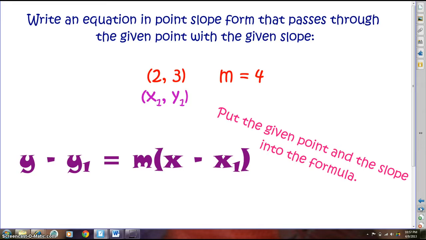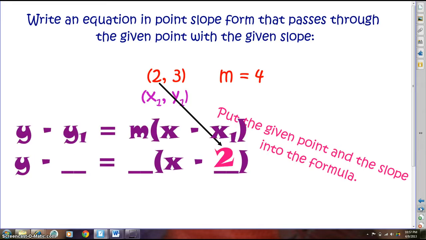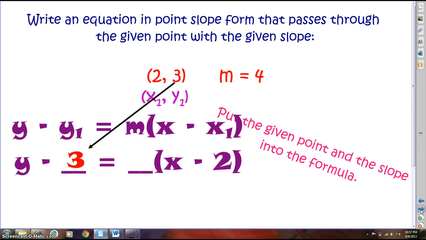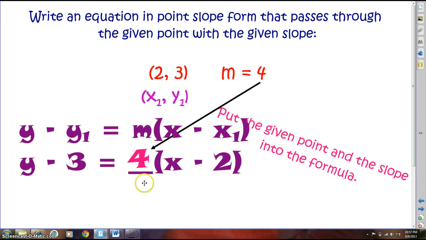So if we take our equation, we're just going to work our way through, and in place of the x1 that's down here, in the parentheses with the x, we're going to put in a 2. Then we're going to use the 3, our y coordinate, and it pairs up in the y1 spot with the y. The y's are together, the x's are together. And then the last thing we're going to do is replace with our slope right here in the middle. And we're done. That's all there is to writing an equation in point-slope form.